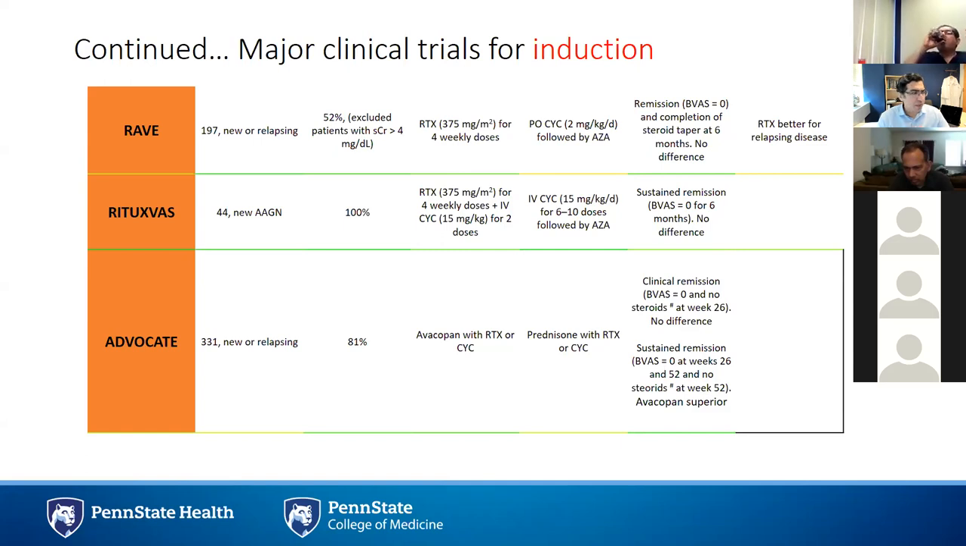Irfan, do you want to say something about these three trials or any other trial you want to touch base on?